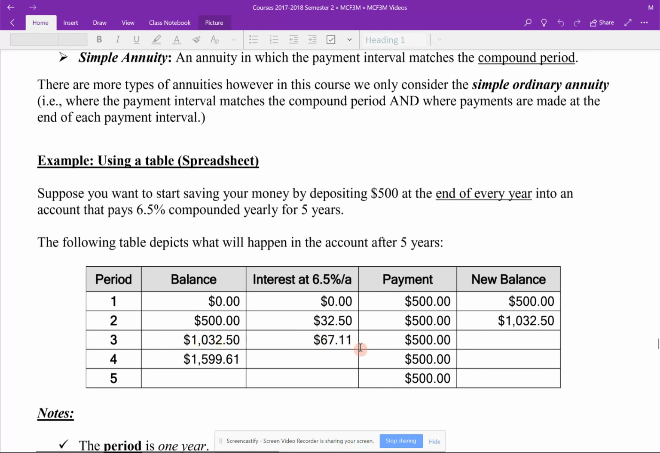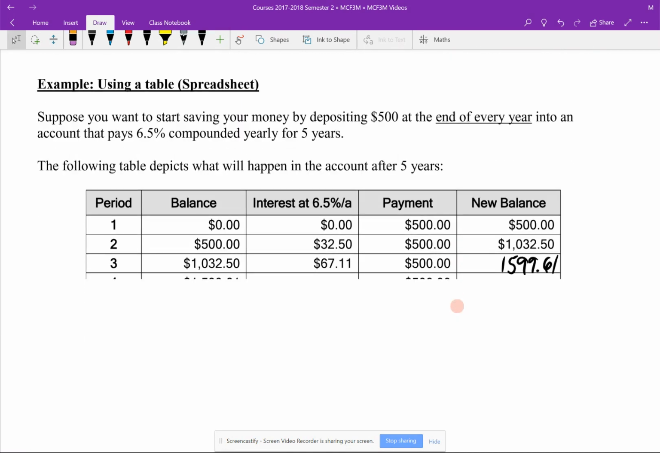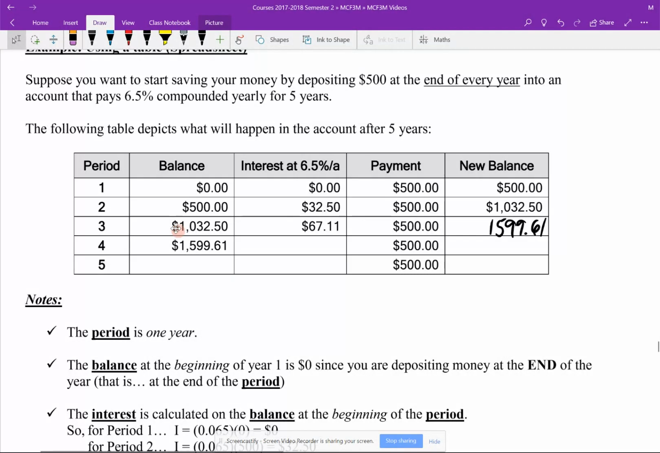You calculate interest on that, and then you make another $500 payment, and then at the end of the year you'd have $1,599.61. And then in the fourth year, you take that $1,599.61, you calculate some interest. That interest is going to be $103.97. This is all based on the compound interest future value formula. You'd get this answer if you use that formula. And your payment is $500.